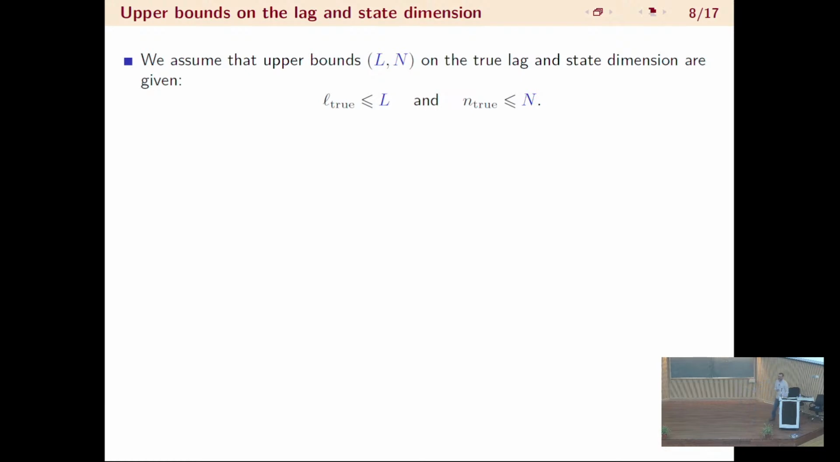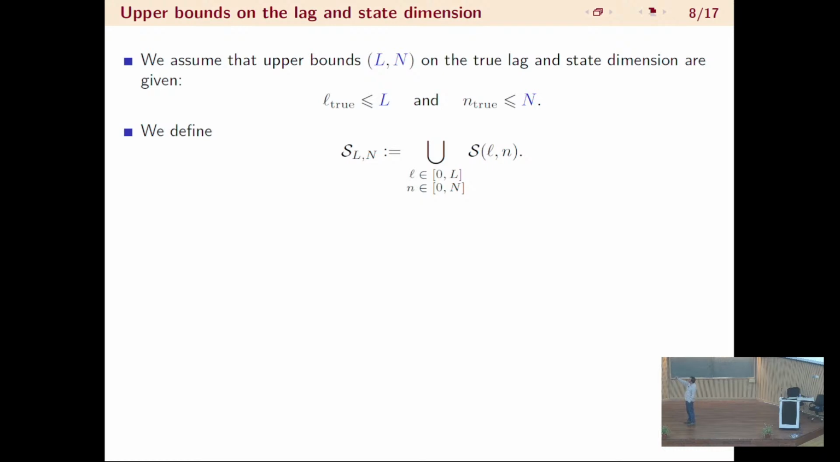So there is no way to escape from an upper bound. Either capital L or capital N needs to be known. Otherwise, it is impossible. I can write examples of this sort, that at least one of them needs to be known. So I assume these bounds are given, and then I look at all systems that obey these upper bounds.